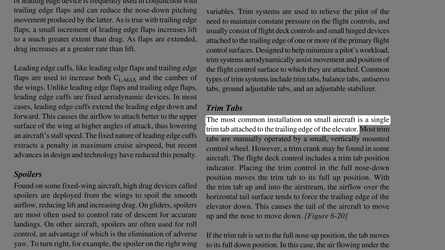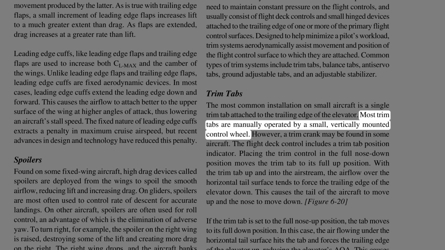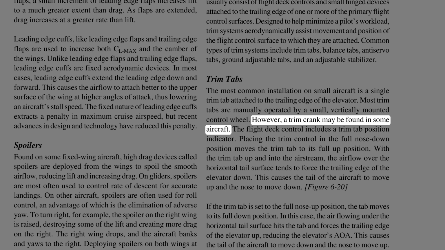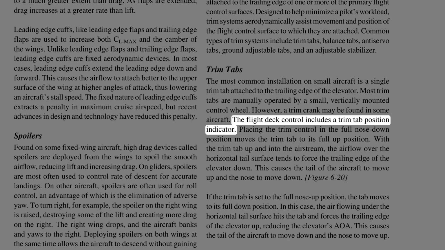The most common installation on small aircraft is a single trim tab attached to the trailing edge of the elevator. Most trim tabs are manually operated by a small, vertically mounted control wheel. However, a trim crank may be found in some aircraft. The flight deck control includes a trim tab position indicator.